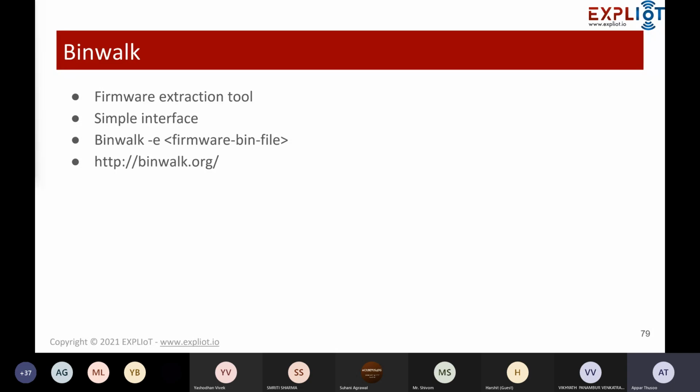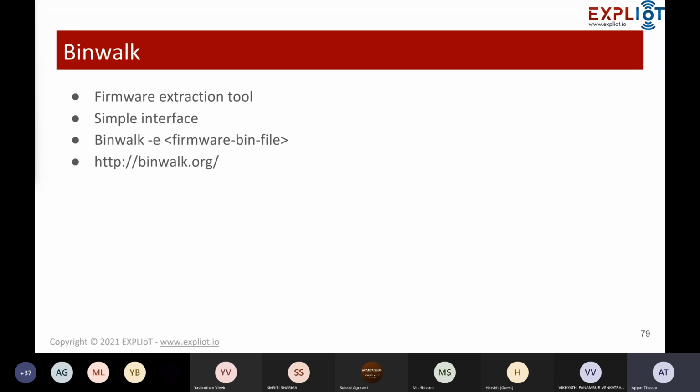Simply by typing in binwalk -e and giving the location of the firmware binary file, you can extract the firmware from the binary blob. You can read more about binwalk on www.binwalk.org.